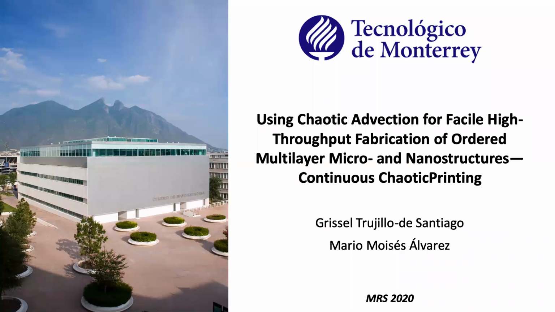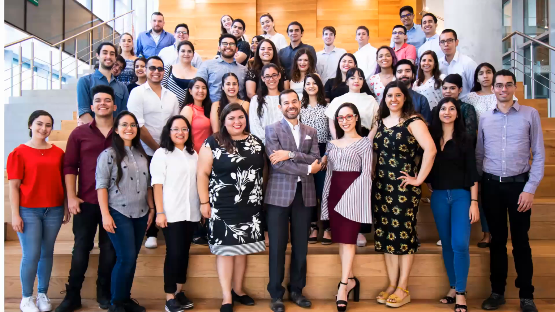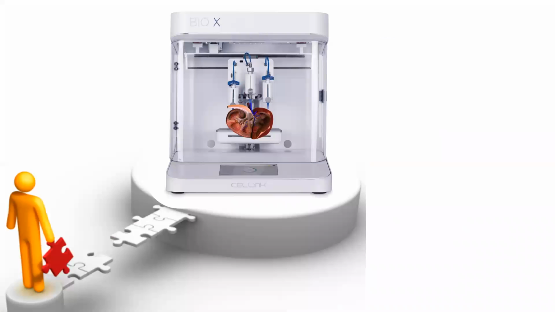Hello, my name is Grissel Trujillo de Santiago, and today I'll talk to you about continuous chaotic printing to fabricate multi-layer micro and nanostructures. This is our wonderful group here in Mexico, and we are dreamers and we are very ambitious. And I'm sure that we share this dream with many of you.